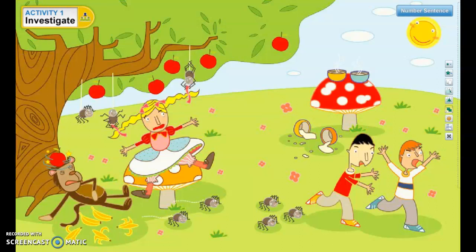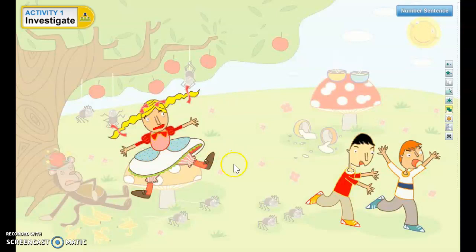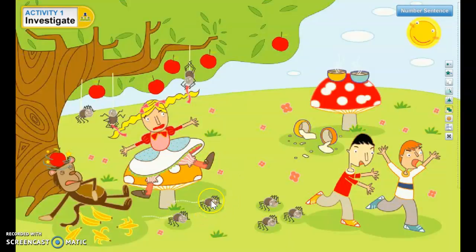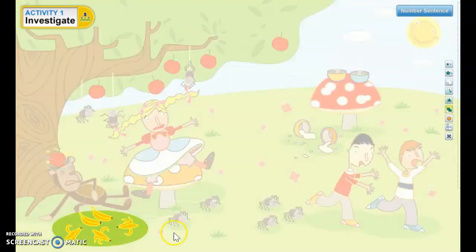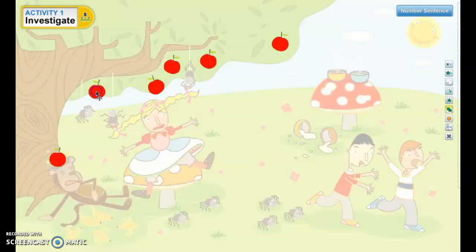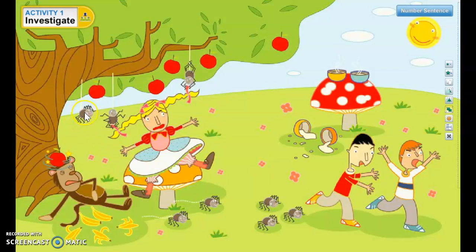So if you're looking at the screen right now, you're going to see a picture. Just take a second, look at the picture, and think of some things that you're noticing. I'm noticing that there are some children in the picture. I'm noticing some spiders, some bananas. I see some apples up in the trees. I'm also seeing some spiders hanging from the trees. Okay, it looks like porridge over here.